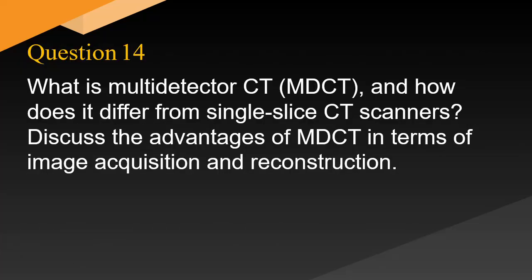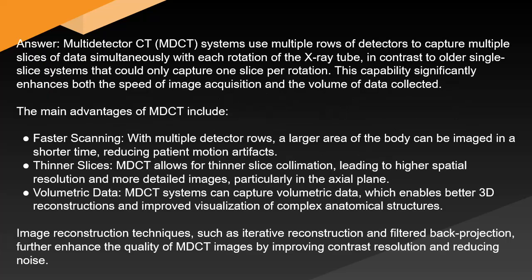What is multi-detector CT, MDCT, and how does it differ from single-slice CT scanners? Discuss the advantages of MD-CT in terms of image acquisition and reconstruction. Answer: multi-detector CT systems use multiple rows of detectors to capture multiple slices of data simultaneously with each rotation of the X-ray tube, in contrast to older single-slice systems that could only capture one slice per rotation. This capability significantly enhances both the speed of image acquisition and the volume of data collected.